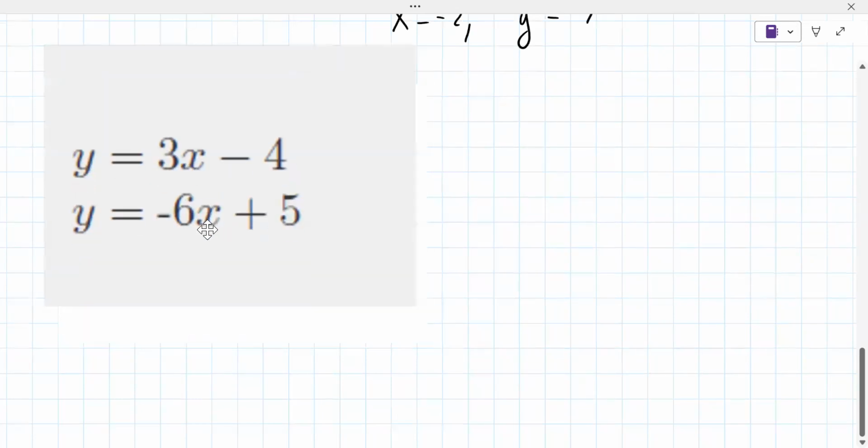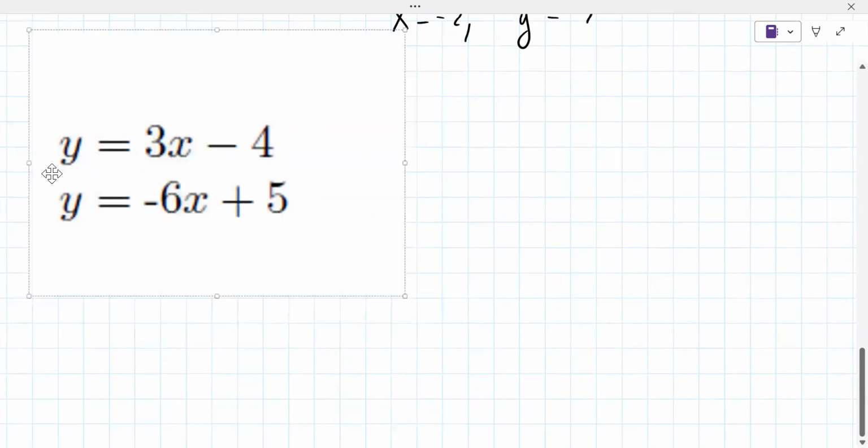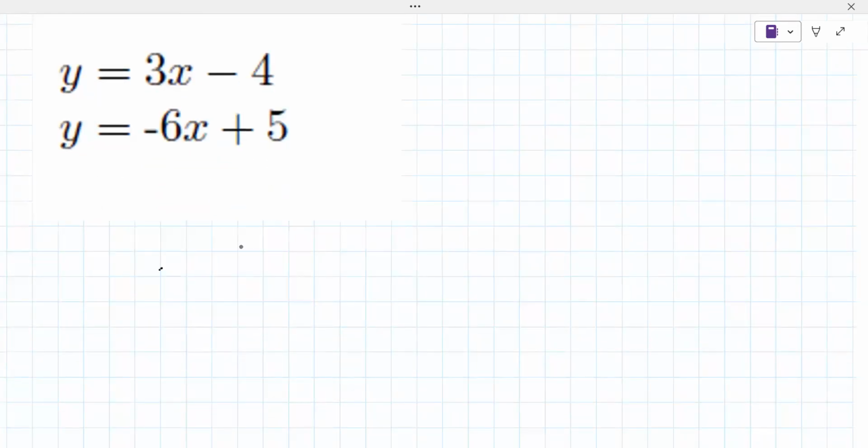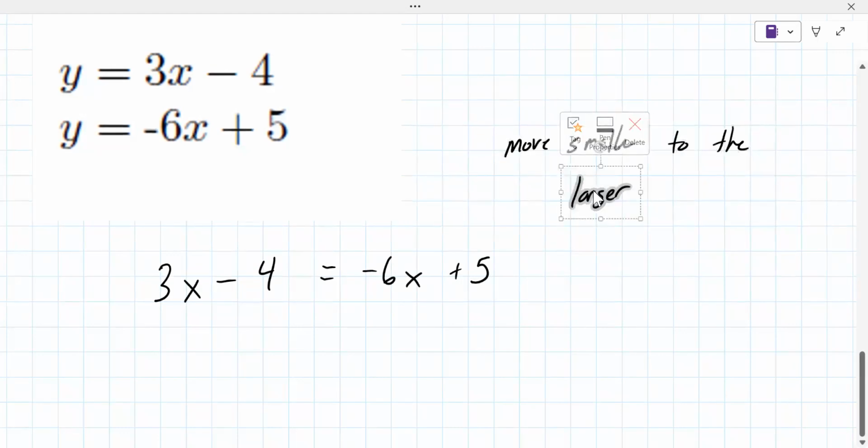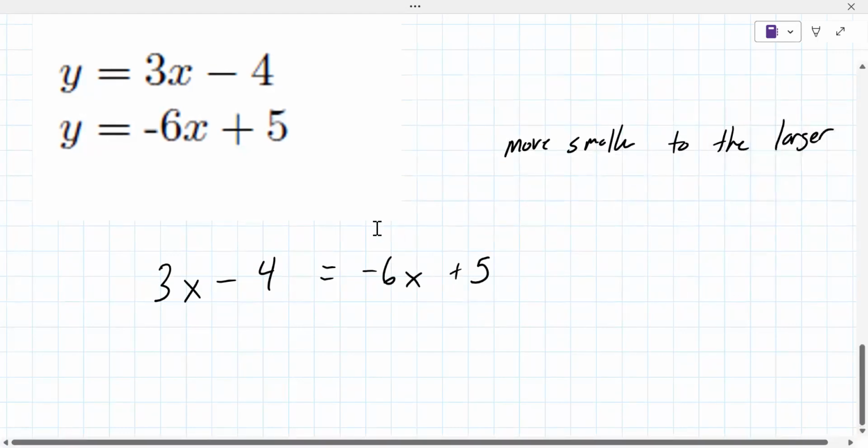All right, so same thing here. You've got a system of equations. It's already solved for y. Yay. What we're going to do then is set the equations equal to each other. You're going to set 3x minus 4 equal to -6x plus 5. And then you always move the smaller to the larger. So in this case, you're going to move the -6x over to the 3x.